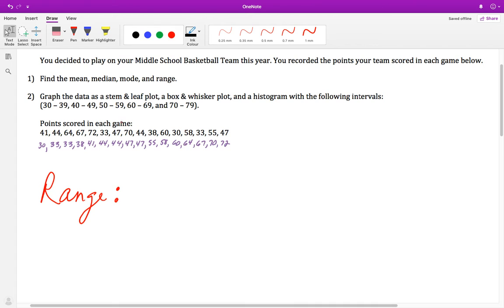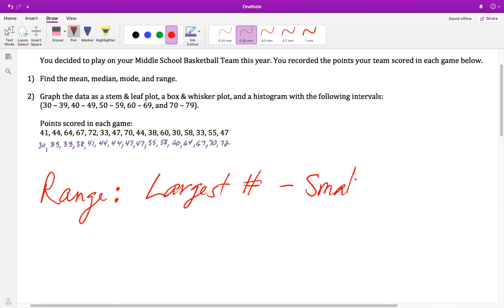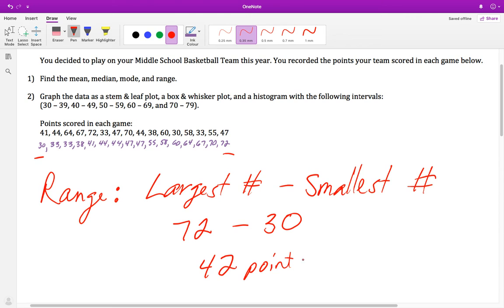All right, so for our next one, our range, what we're seeing is how wide is our data, if you want to think of it like that? Like, how many numbers does our data extend between? So for this, we take our largest number, and we simply subtract the smallest number. It is really easy to find our range. In this case, our largest value is 72. Our smallest is 30. So 72 minus 30 is 42. So 42 points, or just 42, you can write, that would be our range. It tells us the difference between our largest and our smallest number.